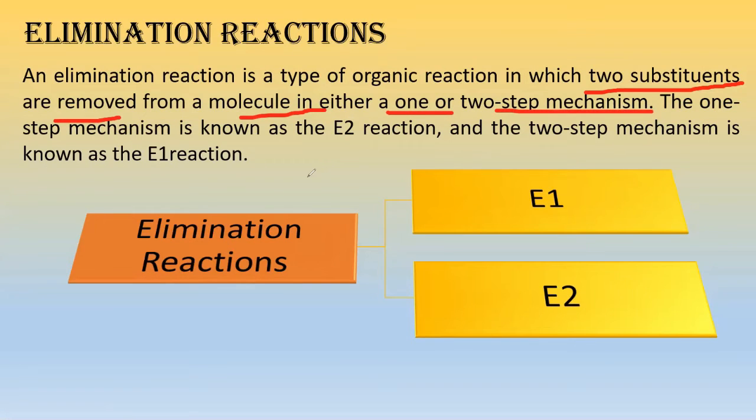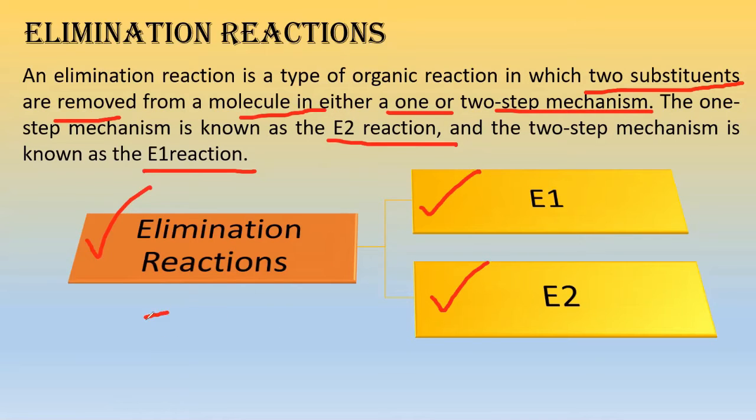Now if there is one step, then it is called an E2 reaction. If it is two step, then it is called an E1 reaction. So basically you can see that elimination reactions are of two types, E1 and E2. If you are thinking that this is correct, your thinking is absolutely wrong.